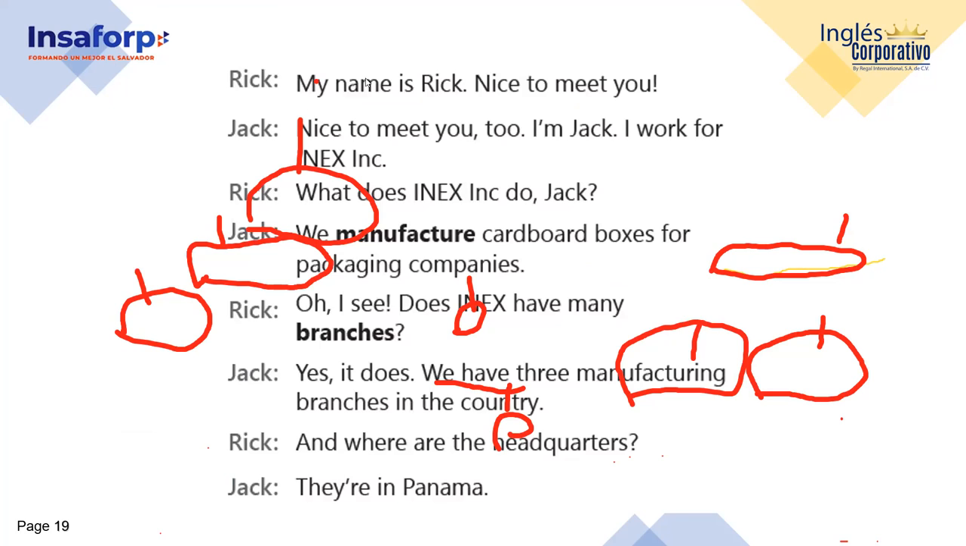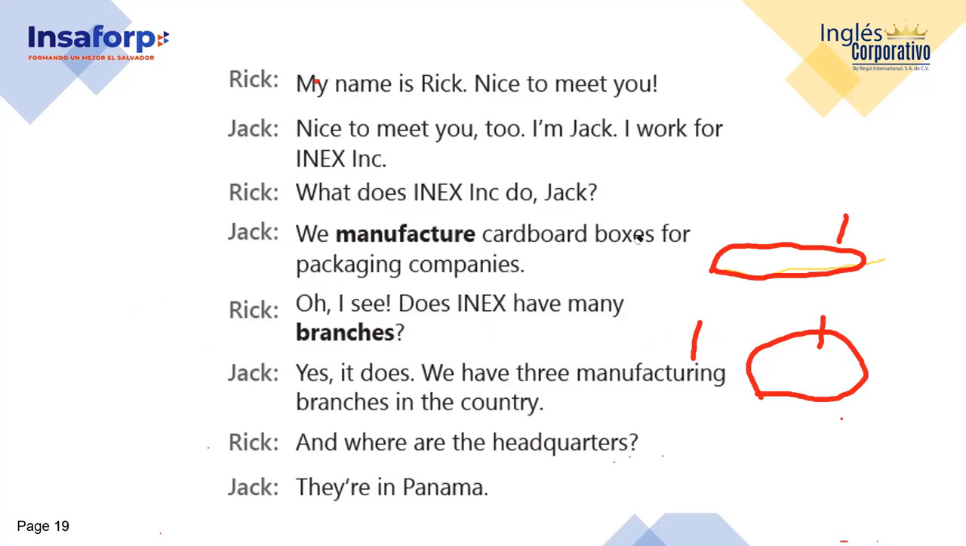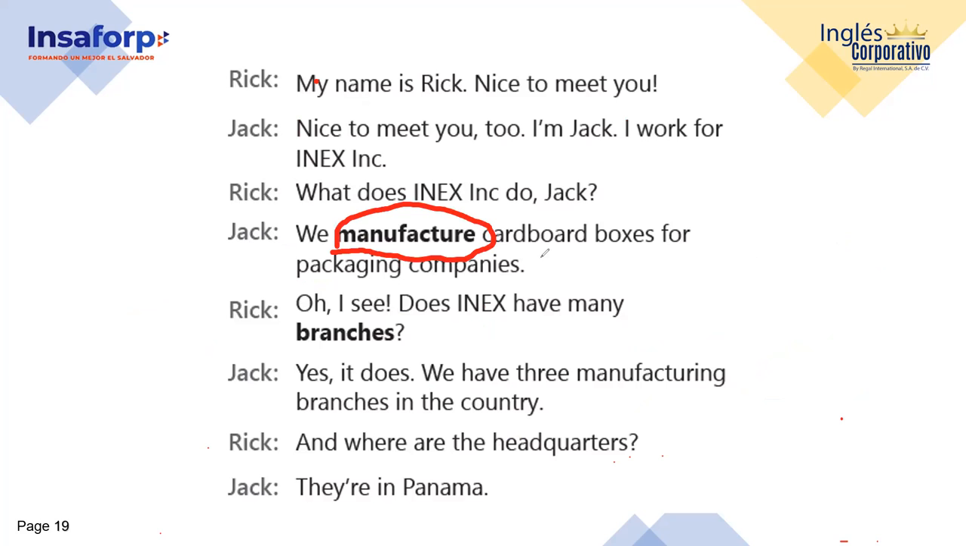Okay. Now, with this vocabulary, we are going to continue because we need to understand the next exercise. That is this conversation. With this conversation, we are going to include vocabulary that we have just practiced. But also, it is for you to understand the vocabulary that we have included. For example, we are going to have this word, manufactured, and also here we have branches, right? We have branches and we have the headquarters. Did you understand what is the meaning of headquarters and also what is the meaning for branches?